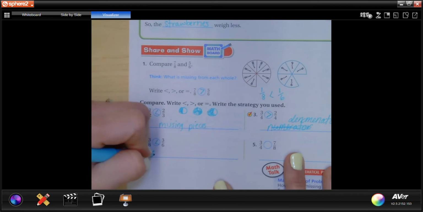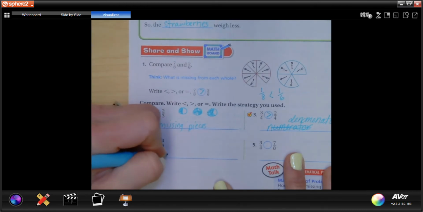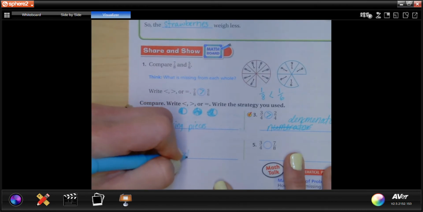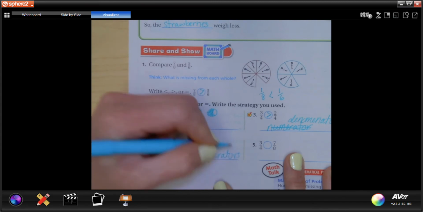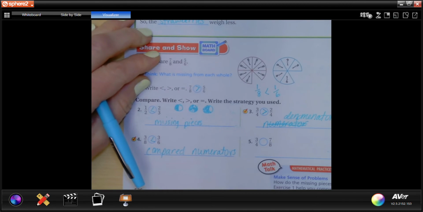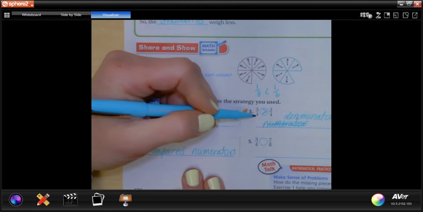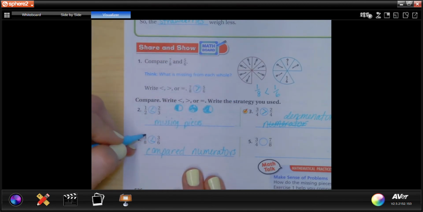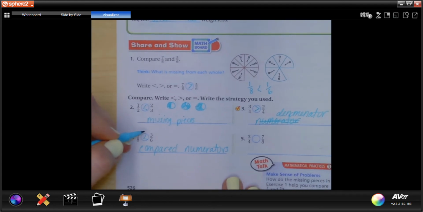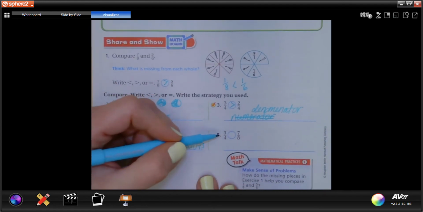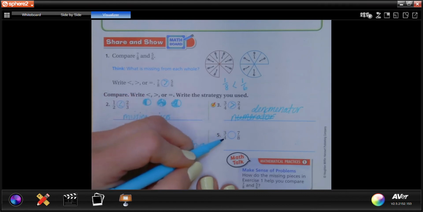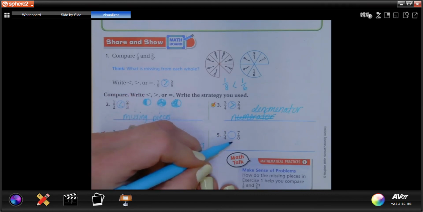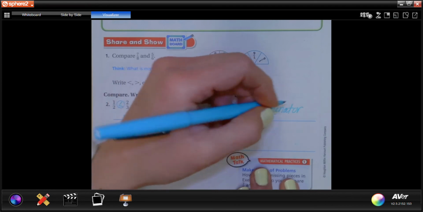And here we compared numerators. I'm sorry for the confusion. Up here it was denominators that we compared. Down here we compared numerators. All right. For number 5, do we have the same numerators? No. Do we have the same denominators? No. So we'll compare missing pieces.